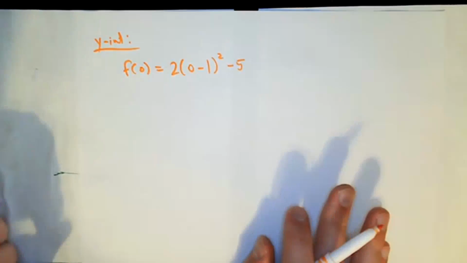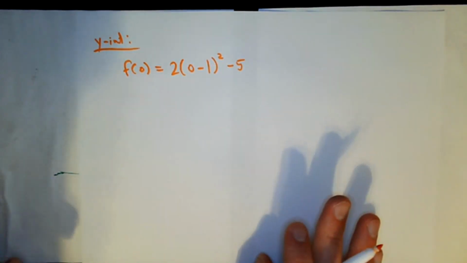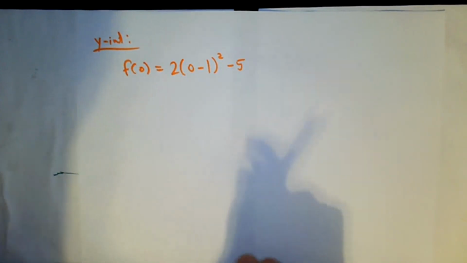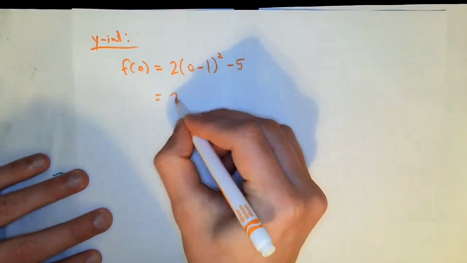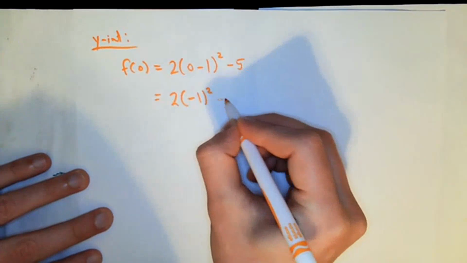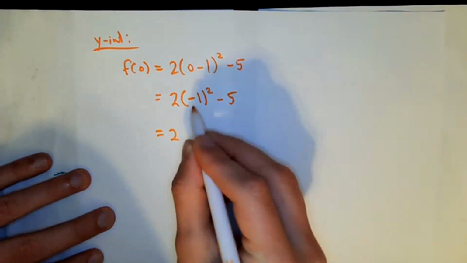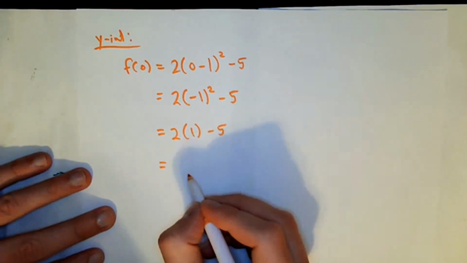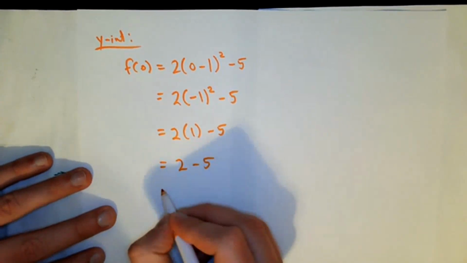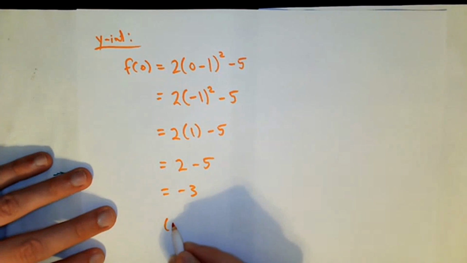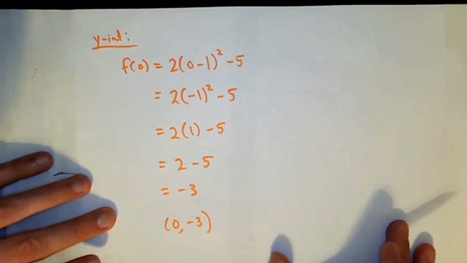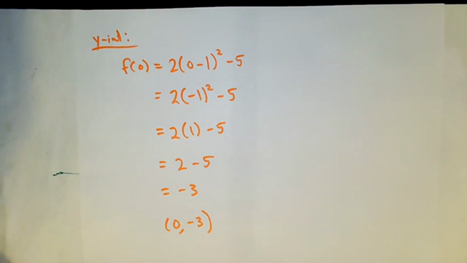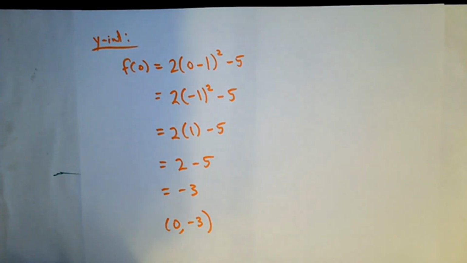I'll use the standard form, even though the form they gave us at the very top would be easier, but it doesn't really matter. So I'm getting 0 minus 1 is negative 1. Following my order of operations, negative 1 squared is 1. And then 2 times 1 is 2, minus 5, and then I'm getting negative 3. So my y-intercept is 0 comma negative 3. No calculator needed. And that is every single piece that you will need to solve that problem. That is everything they ask for.